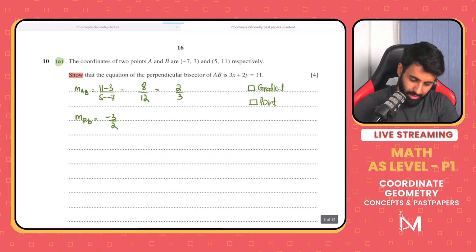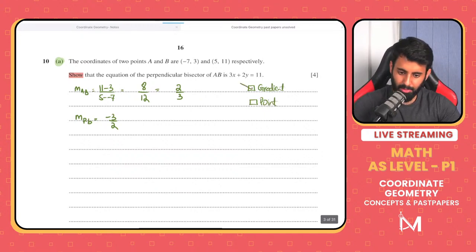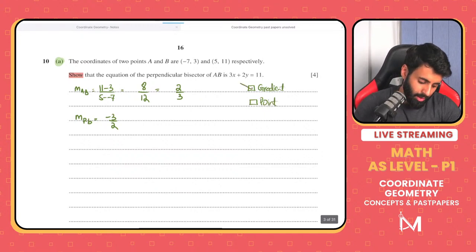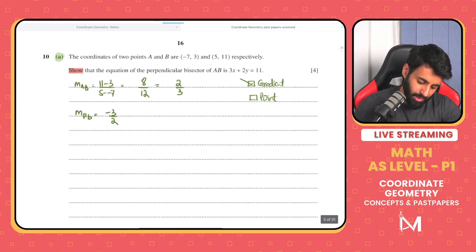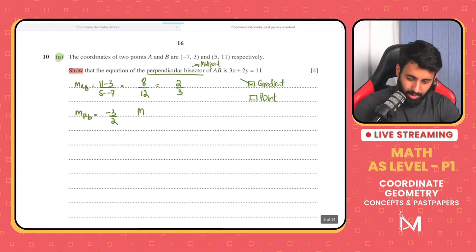So we can check the gradient box, but we still have the point box to check, okay? Now, how will I find the point through which the line is passing? We know that the perpendicular bisector always passes through the midpoint. So that means what is the next objective? The next objective is to find out the midpoint of A and B. Okay, so let's do that.